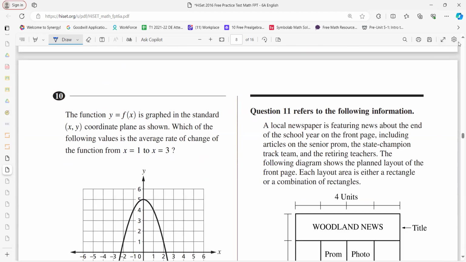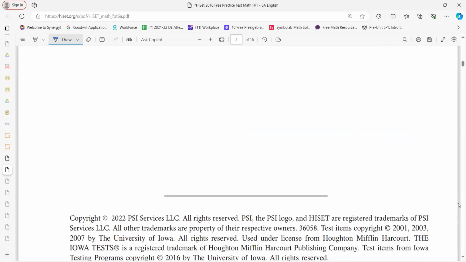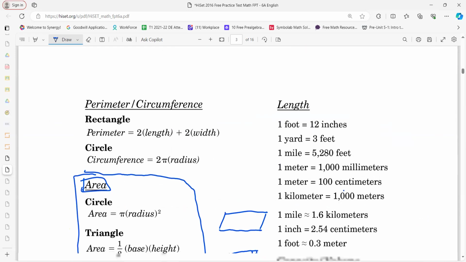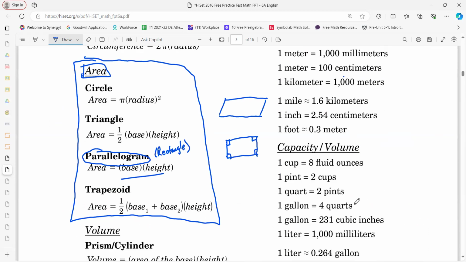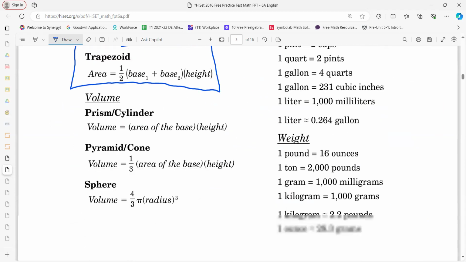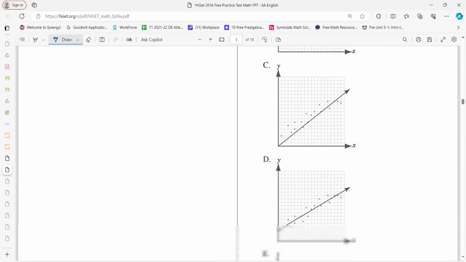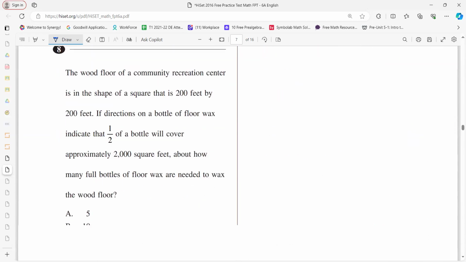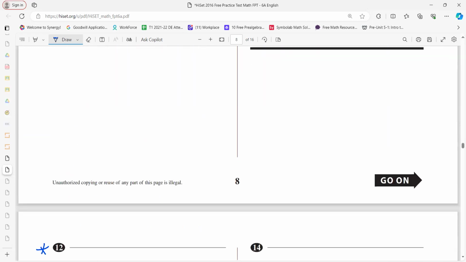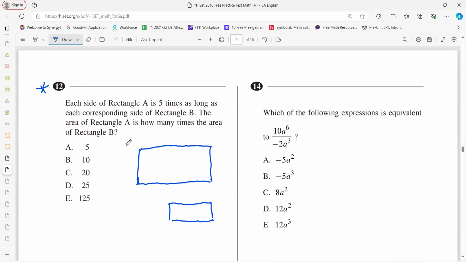All right, so anyway, back to where I was. You have to know that a rectangle is a type of parallelogram. So we're going to be doing the base times the height to find the area. Let's go back to number 12. Now, because they did talk about the areas.